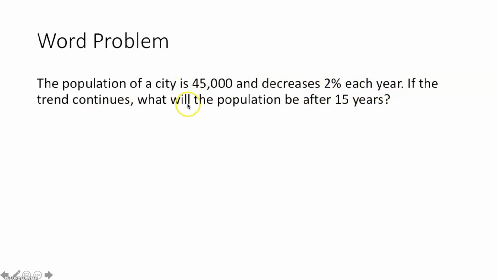Now, a word problem says the population of a city is 45,000 and decreases 2% each year. If the trend continues, what will the population be after 15 years? So step 1 in a word problem, we're not scared. We can do this. Step 2, what is it asking? It's asking what will the population be after 15 years?